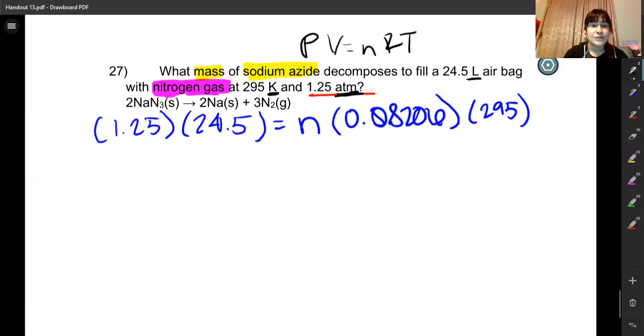And I want to revisit the wording of this problem in case you're still confused as to why we are solving for nitrogen gas right now. So we're talking about decomposition. We're talking about the end product. If you'll notice, this wording is saying, okay, you filled up this 24.5 liter airbag at this temperature with this pressure, this gas. Also, sodium azide is not a gas. So that's a big part of this.